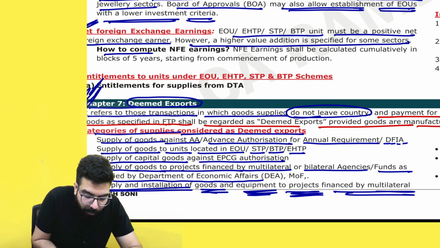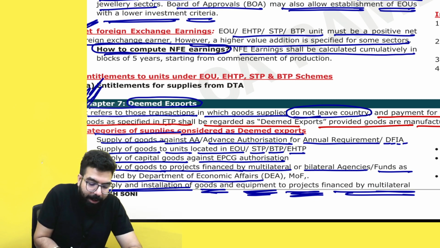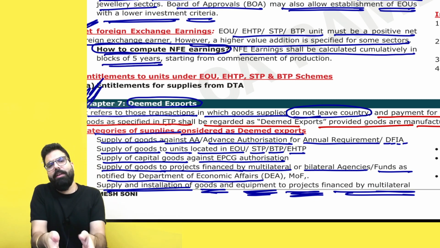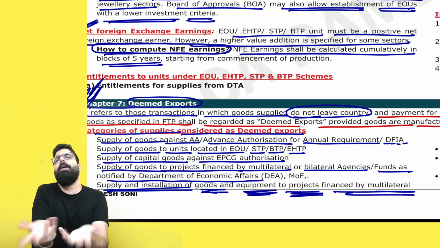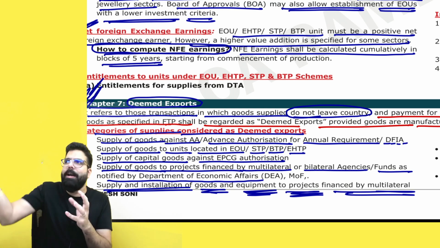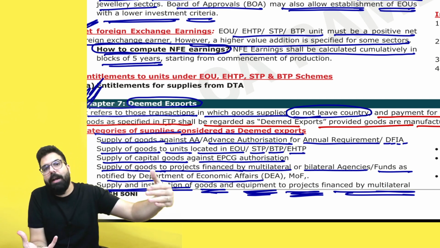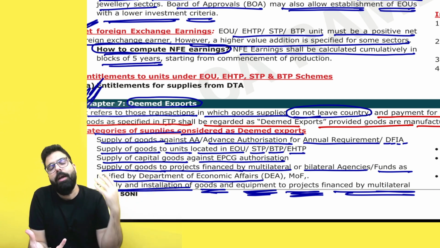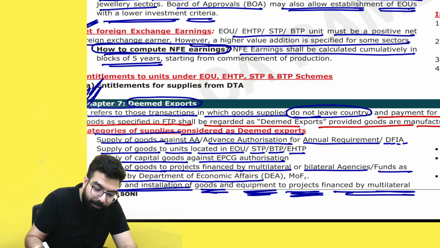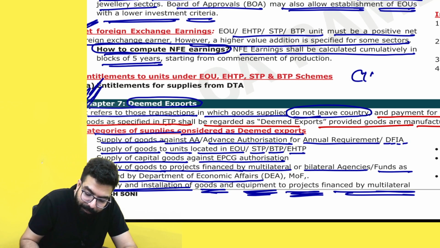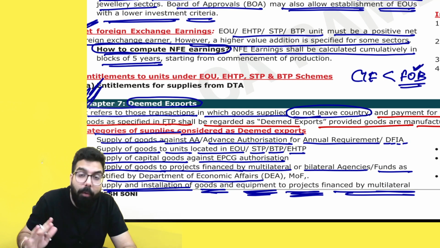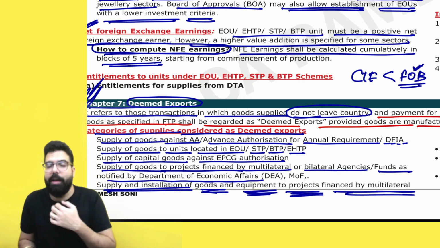However, the net foreign exchange earning shall be computed cumulatively in a block of 5 years, because once the EOU unit is set up, the first year might not have any earnings, it might have only spent and got capital goods and inputs. Next year, second year, third year onwards, it will start earning. So they are telling this positive net, their CIF value should be less than the FOB, means they should have earned more foreign currency than what they have spent.